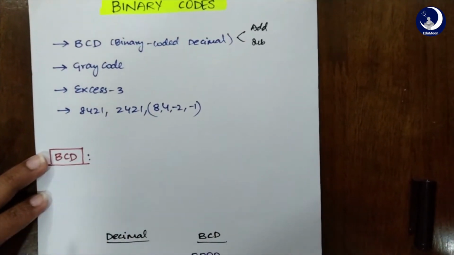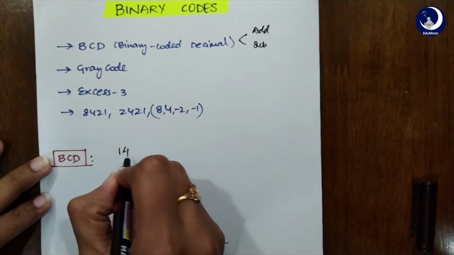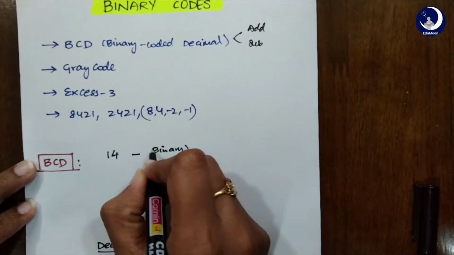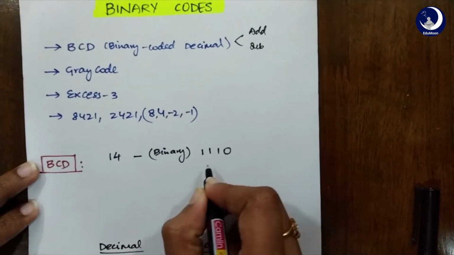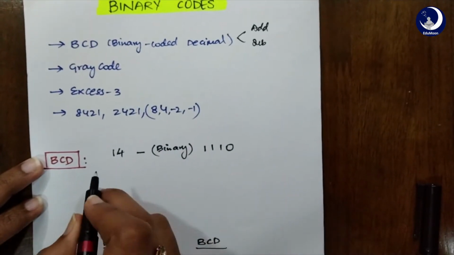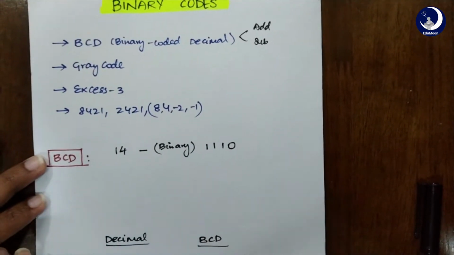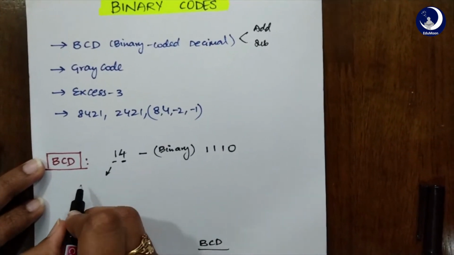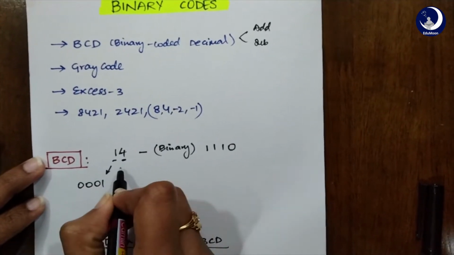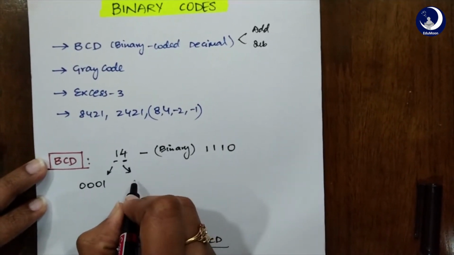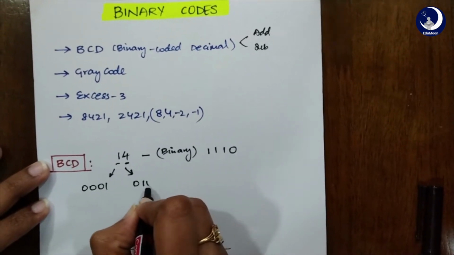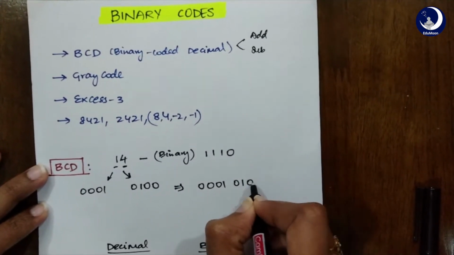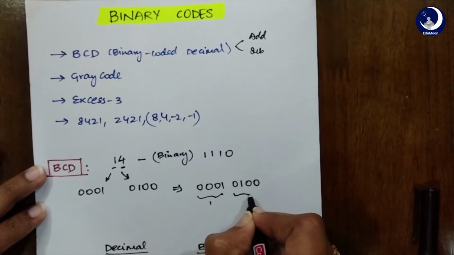Now, why do we actually need BCD? For example, if you consider the number 14 in the decimal format, in its binary form we represent it like 1, 1, 1 and 0. For BCD, how do we do that? We consider each and every digit separately. For 1, we have a binary code using 4 digits as 0, 0, 0 and 1. And for 4, we have a binary code like 0, 1, 0 and 0. So your BCD number will be 0001 and 0100. This part gives you the value of 1 and this part gives you the value of 4.